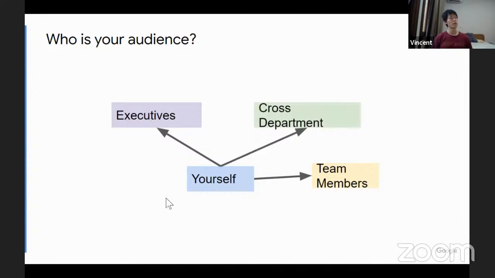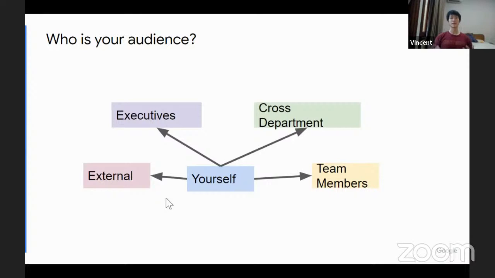And the fourth audience will be the cross department, right? Maybe it's from other teams that want to implement your solutions in the use case, right? And finally, the fifth one is external, which is what I'm currently doing with you guys as well, right? I'm presenting to the external team.